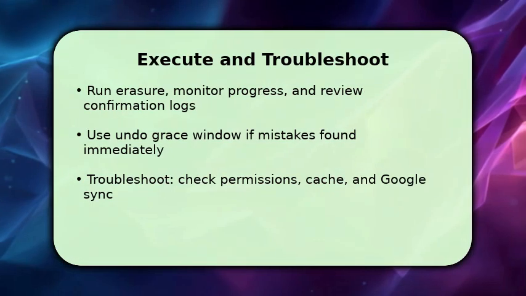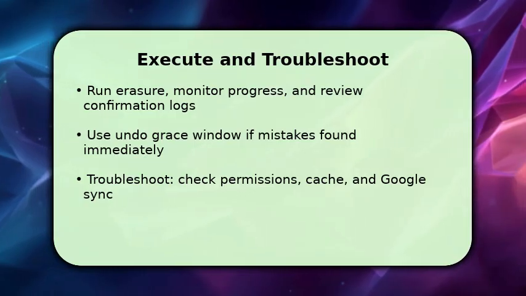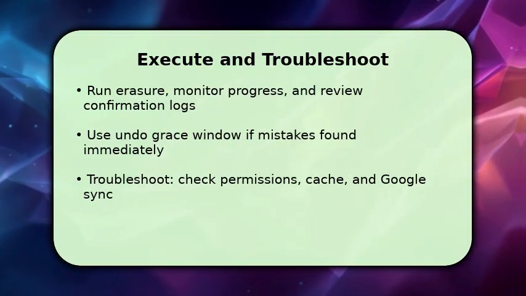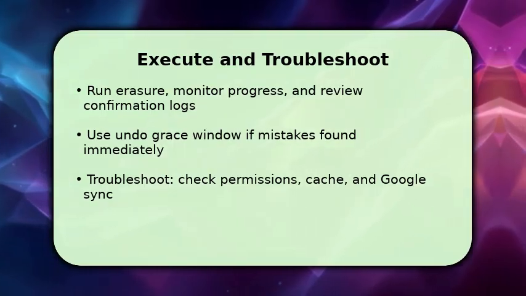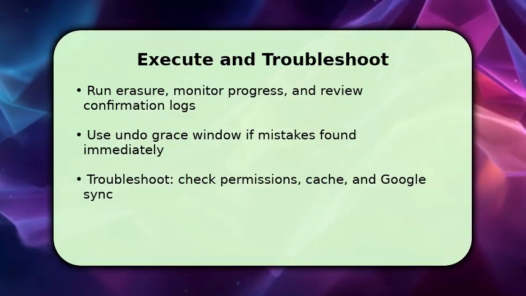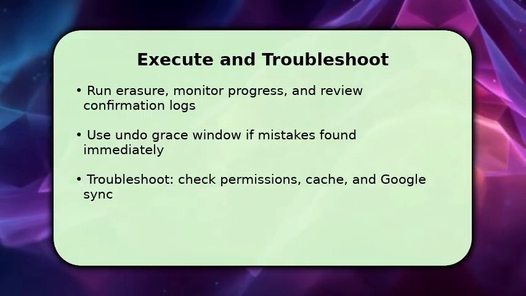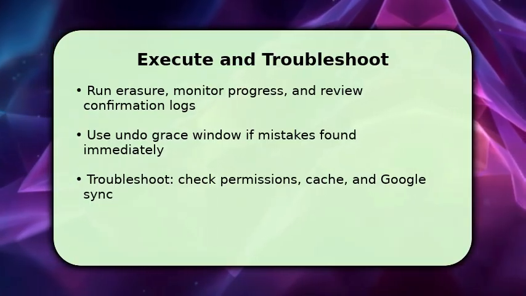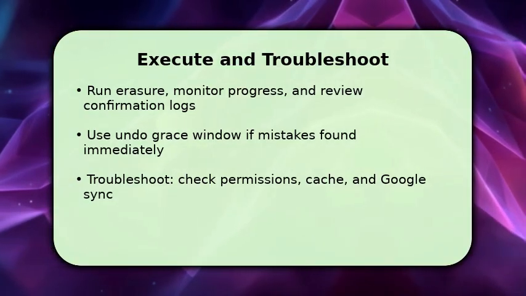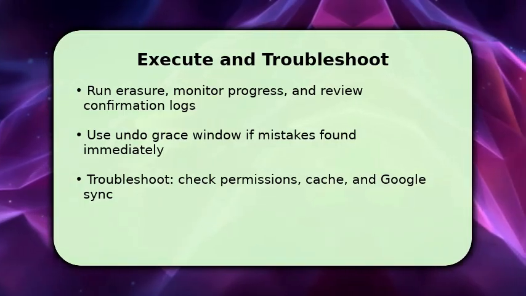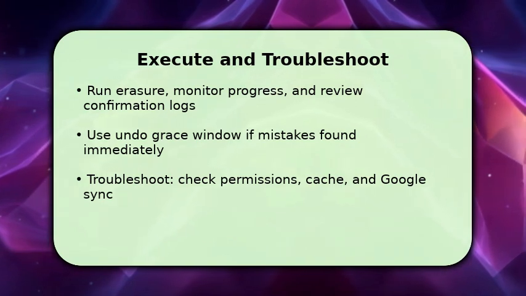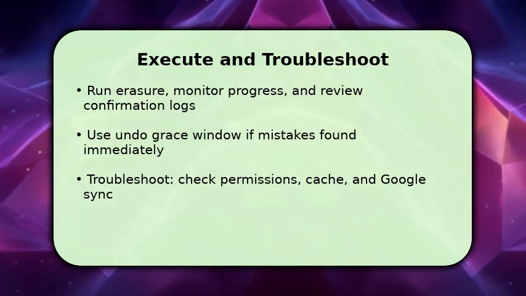When you execute the erasure, watch progress and wait for confirmation logs that list removed items and timestamps. This provides an audit trail. If you spot a mistake right away, use the Undo Grace window to recover content. Otherwise, confirm permanent deletion. If items persist, troubleshoot by rechecking permissions, clearing app cache, and ensuring Google Sync finished across devices. If problems continue, rerun a targeted pass or sign out and back in to force a fresh sync before trying again.